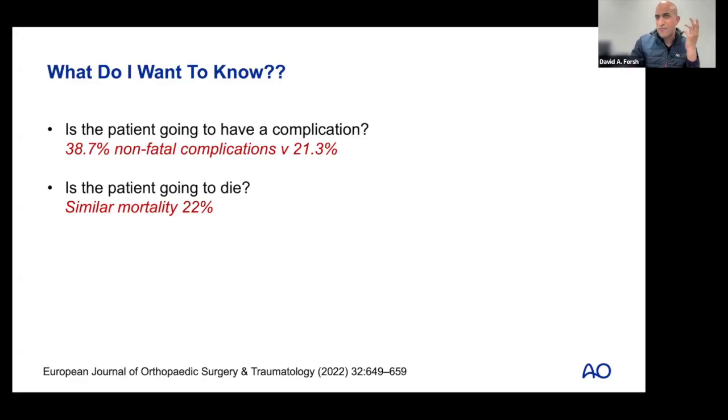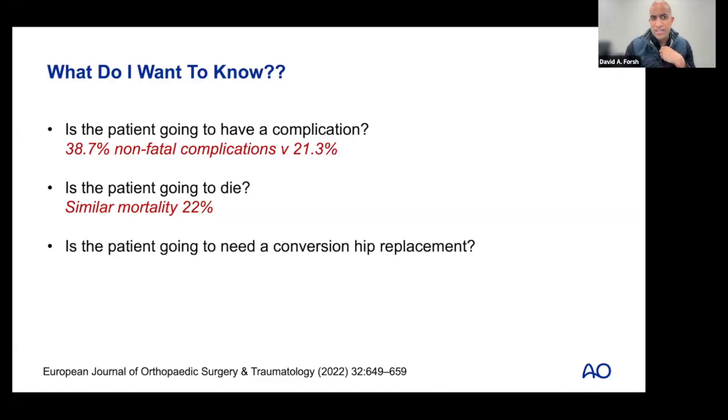Is the patient going to die? That's kind of a wash. So the mortality rates are pretty much the same, just upwards of 20% when you collate all of the studies, but it can range upwards of 30% depending on what you read. And is the patient going to need a conversion to a hip replacement? And again, collated, all comers, pooled is about 15%. And again, in some of the other studies previously, that has been upwards of 30%.